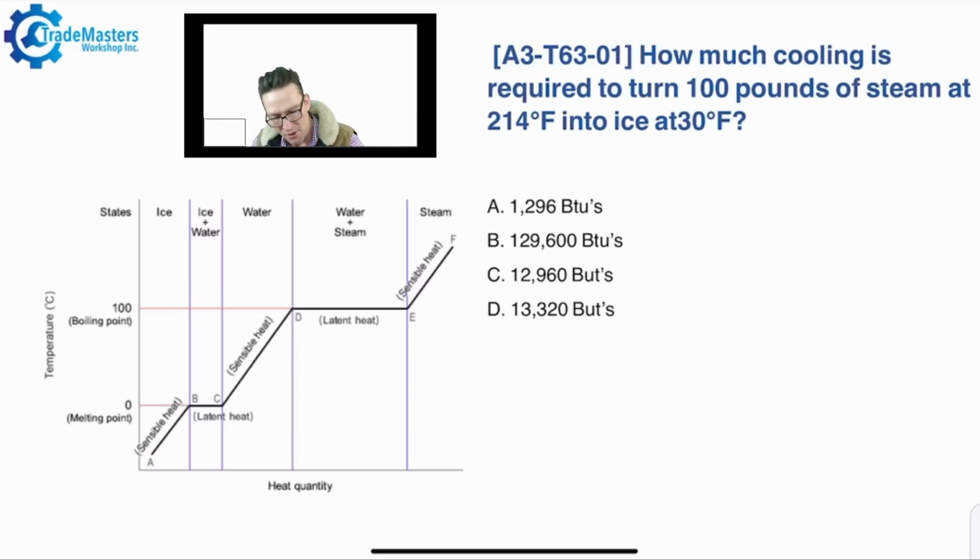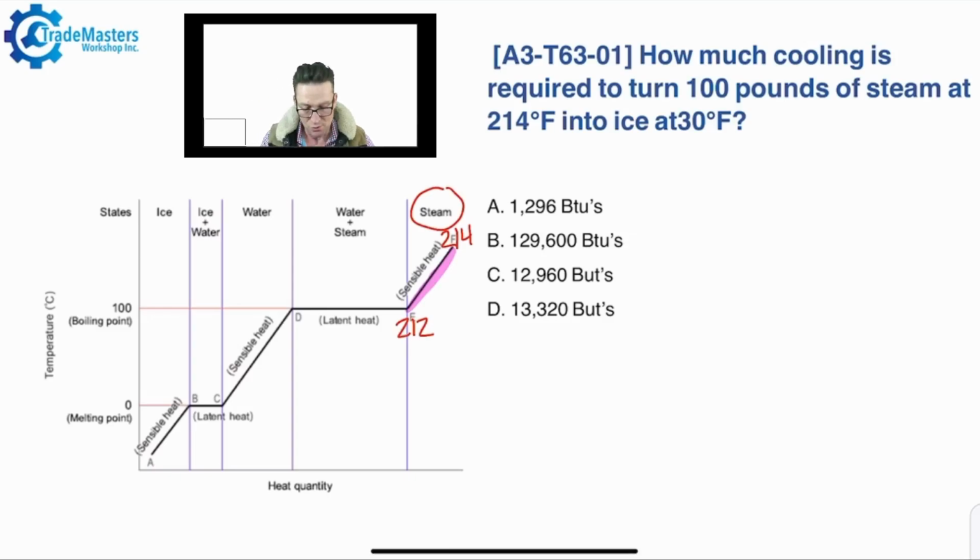So let's start at the very top right-hand corner where we have steam. And we know that in our question, the steam is at 214 degrees Fahrenheit. So I'm going to write 214 right there. The first thing we have to do is remove an amount of sensible heat from that steam, which will cause it to cool right down to its condensing temperature at 212, right? So we remove sensible heat energy from the steam at 214 and we reduce it to 212.